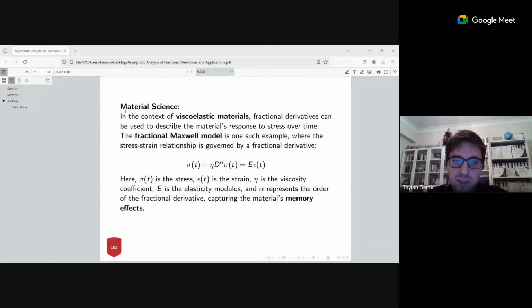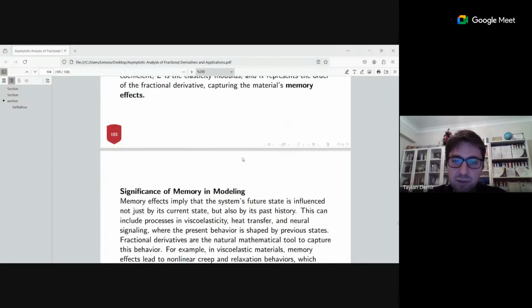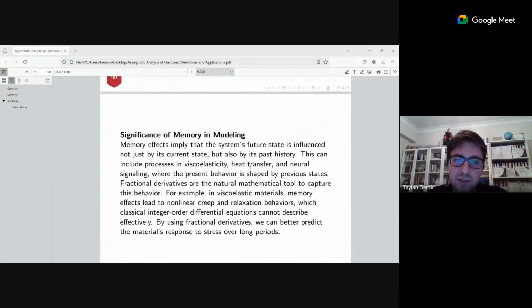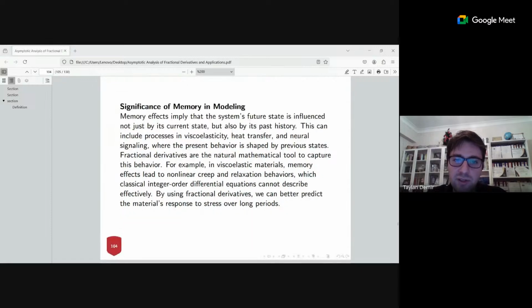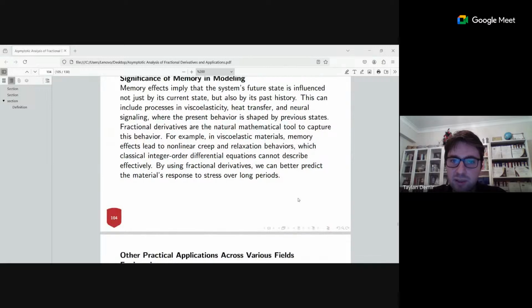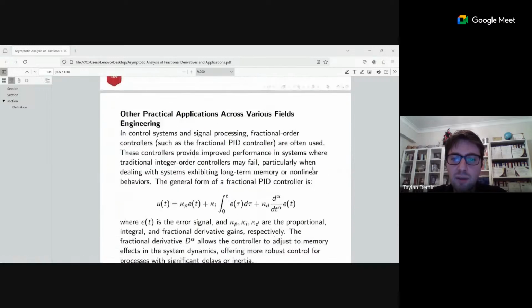It can be used in the material sciences. This is an example of the fractional Maxwell model in the material sciences field. And the significance of memory in modeling: memory effects imply that the system's future state is influenced not just by its current state, but also by its past history. Other practical applications are across various fields and engineering.